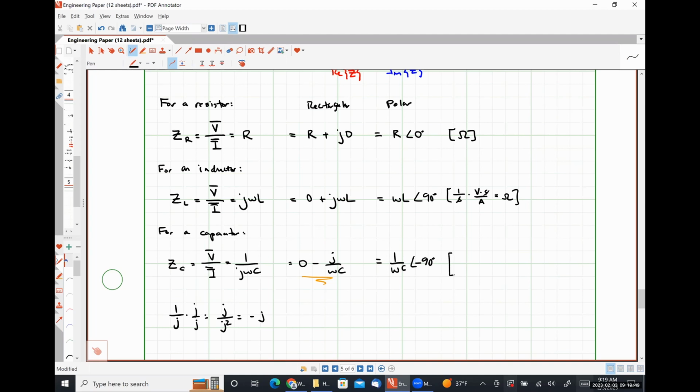And our units here are going to be 1 over per second. The units of capacitance is the farad. The farad is an amp second per volt. So these seconds cancel out and we have 1 over amps per volt, which is the same as a volt per amp or an ohm. So the impedance of capacitors is also measured in ohms.